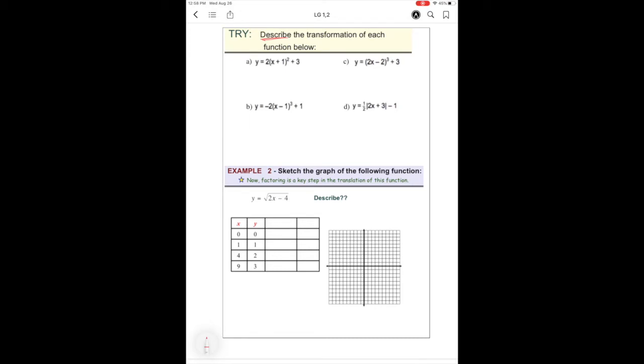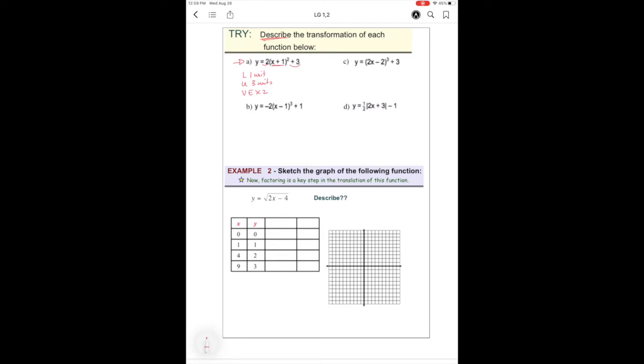So let's look at this. Okay, the first one right here. The first thing I see, I deal with the x's right off the bat. So I know it's going left 1 unit. And this is telling me it's going up 3 units. And this guy is outside the bracket, so it is a vertical, because y is vertical, expansion by 2.